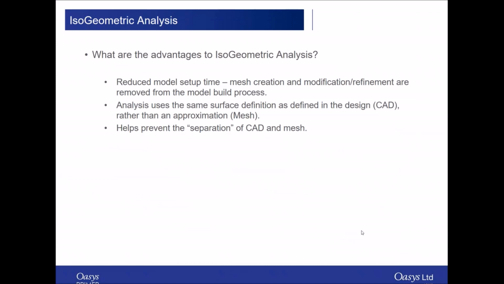So what are the advantages of isogeometric analysis? Well, reduced model setup time. So the mesh creation and modification refinement are removed from the model build process. The analysis uses the same surface definition as defined in the CAD, rather than an approximation, which you'll always have with mesh. And it helps prevent the separation of CAD and mesh.